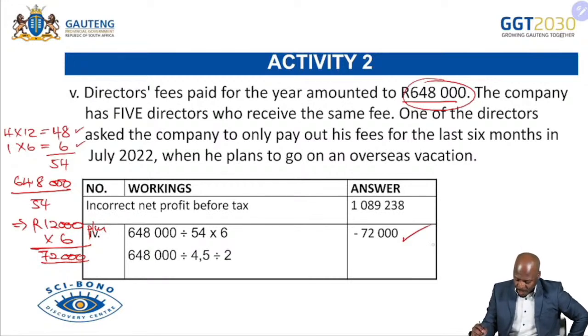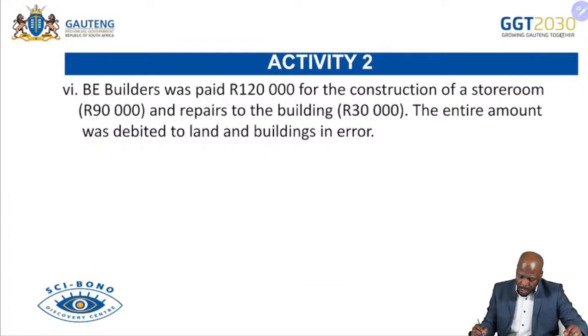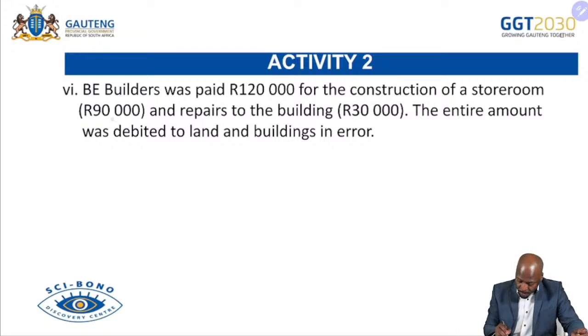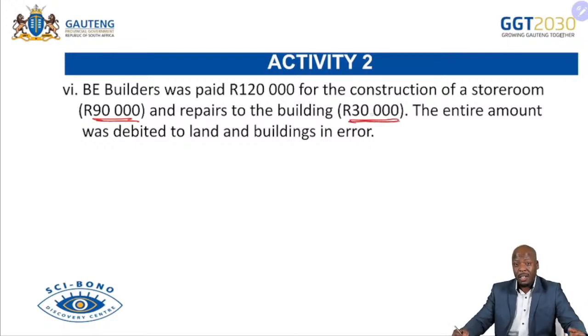Let's quickly go on to the next aspect. The next aspect then is saying BE Builders was paid 120,000 for the construction of a storeroom. 90,000 is for the construction of the storeroom, and then 30,000 is for repairs. So remember, we paid 120, 90 and 30. 90 for the construction, 30 for repairs. The entire amount was debited to the land and buildings. They're already telling us it was an error. Why? Because 30,000 is an expense.